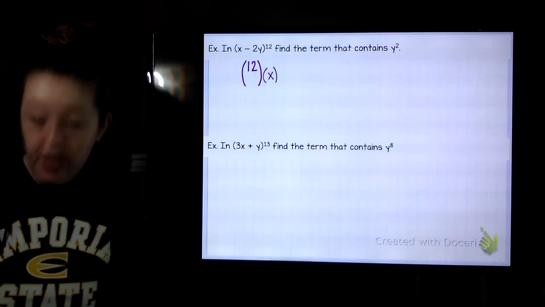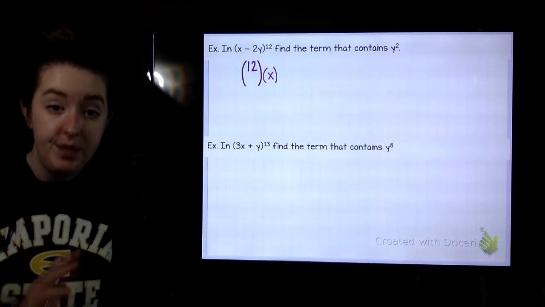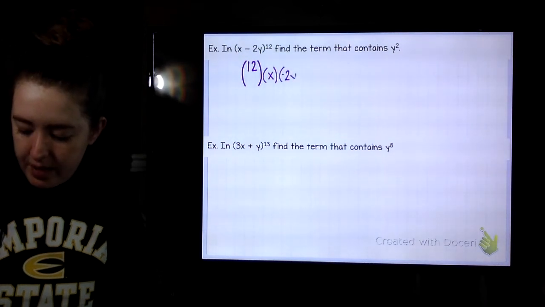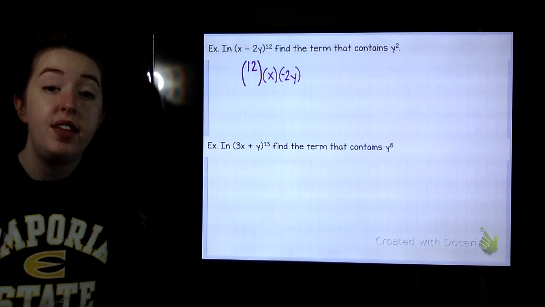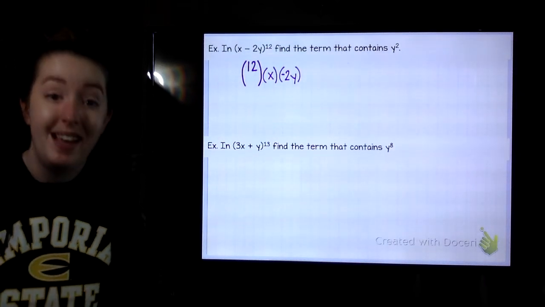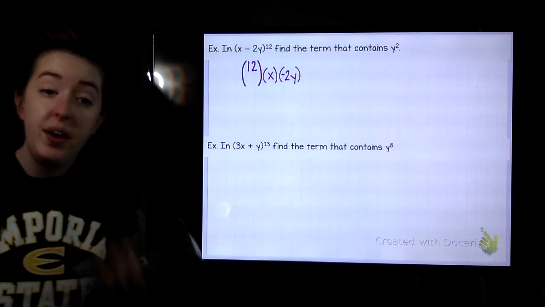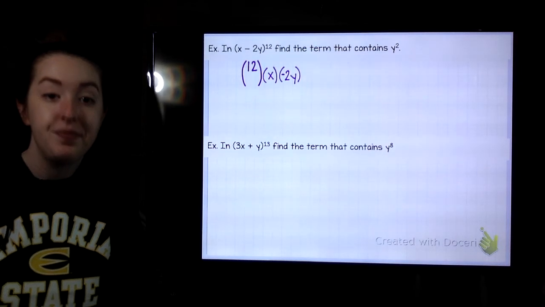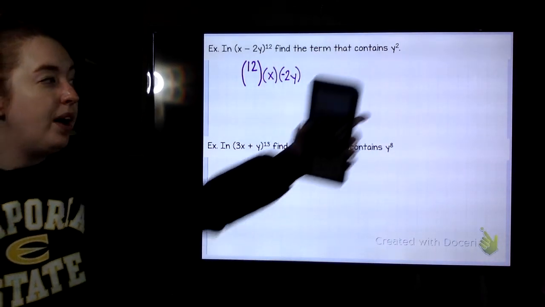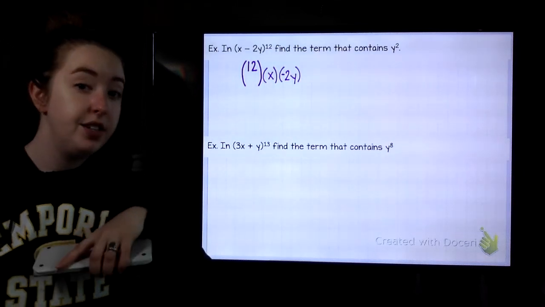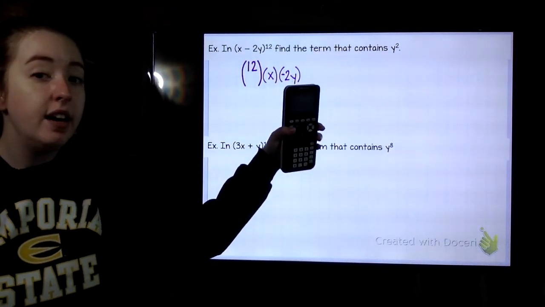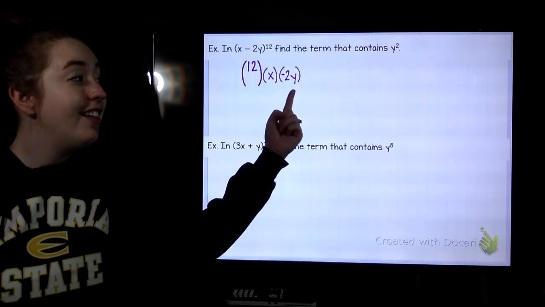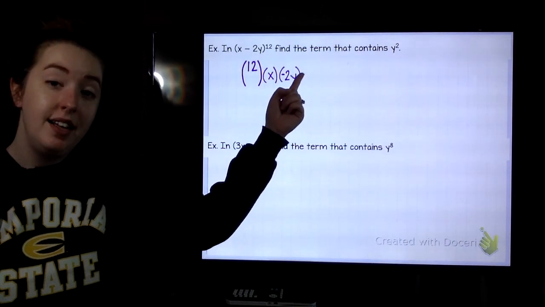X is my A term. I'm not quite sure what power it's going to be to yet, so I'll hang on for that. Negative 2y is my B term. Make sure you keep that negative with it, and make sure you put parentheses around the negative in your calculator. Remember, when you square a negative number, that turns out positive, so it's really important that you use your parentheses. Okay, so we know that we want y squared for our answer, right? So that means that right here, I make sure that I take y to the second power.